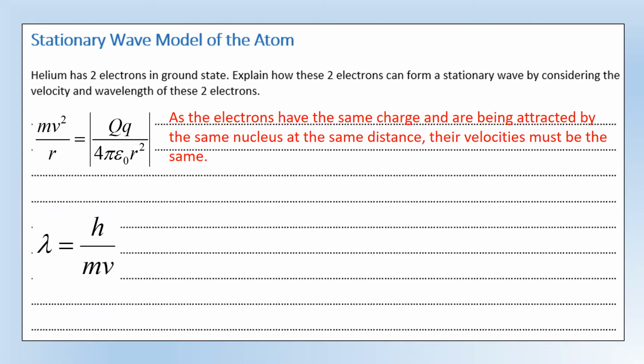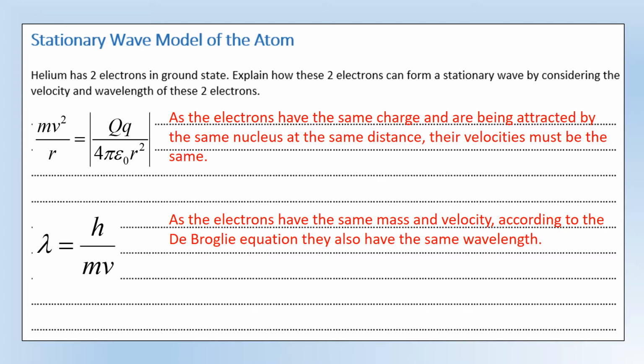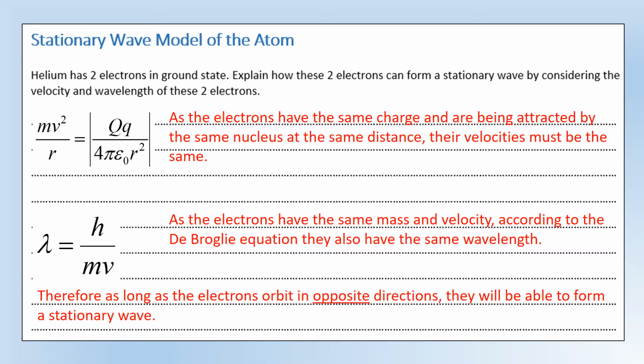Thinking about the wavelength of a particle, as the electrons have the same mass and velocity, according to the de Broglie equation, they also have the same wavelength. So as long as they're orbiting in opposite directions, we've got the conditions required to form a stationary wave: the same speed, the same wavelength, and therefore the same frequency, and opposite directions. And those are the conditions we need to form a stationary wave. So we can think of an orbital with 2 electrons in it as a stationary wave.